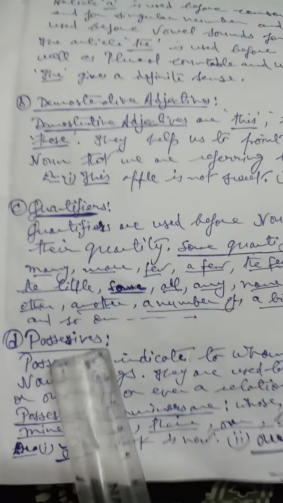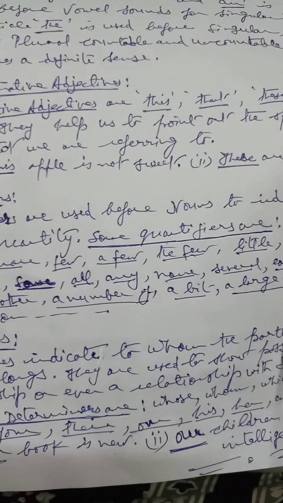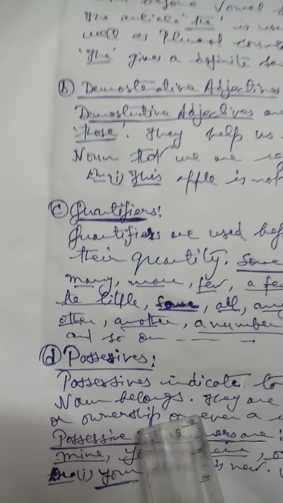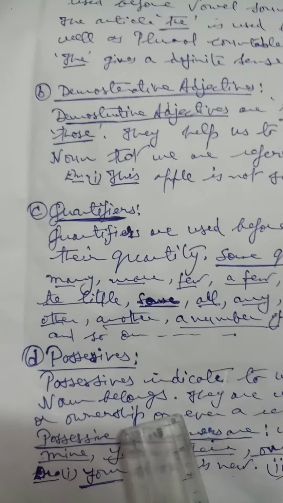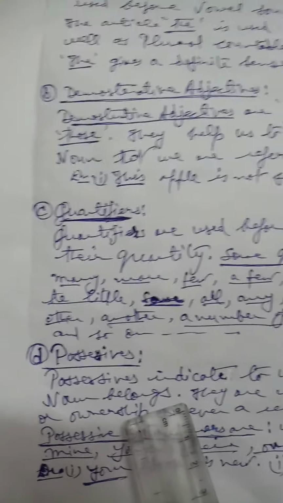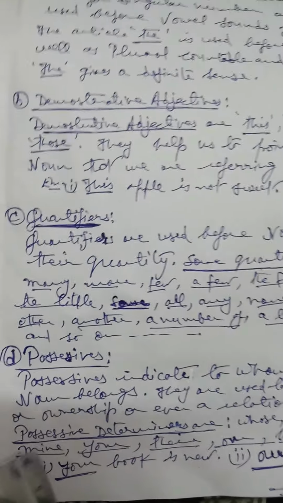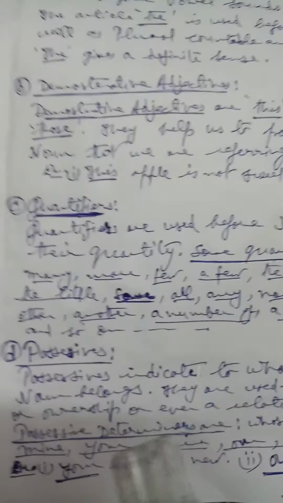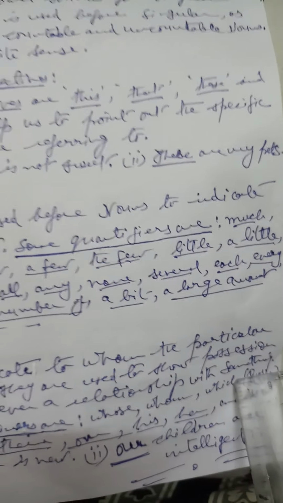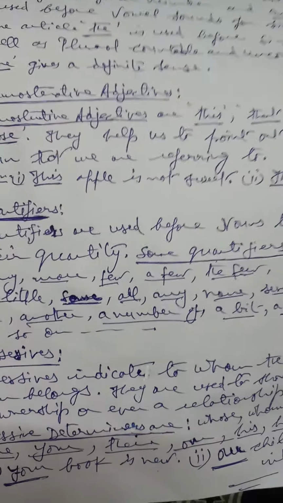Now, the last one is possessives. Possessives indicate to whom the particular noun belongs. The particular noun, the thing which is there in the sentence, it belongs to whom. That word is known as a possessive determiner. They are used to show possession or ownership or even a relationship with something. Something means the noun. What is the definition of noun? Noun is the name of a person, place, or a thing.